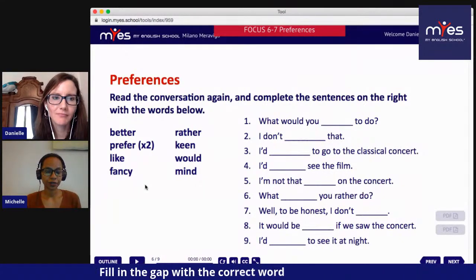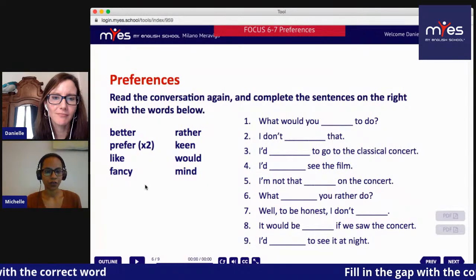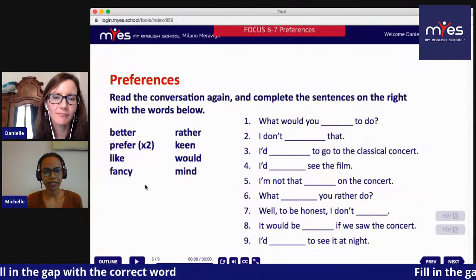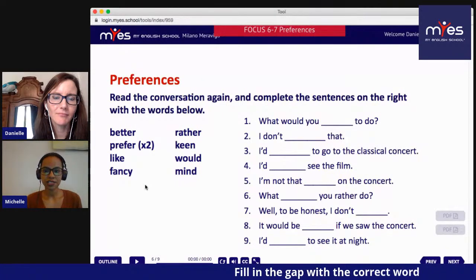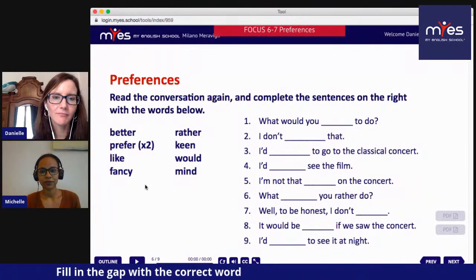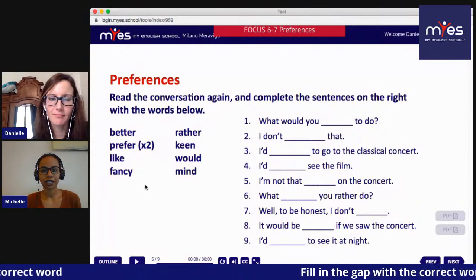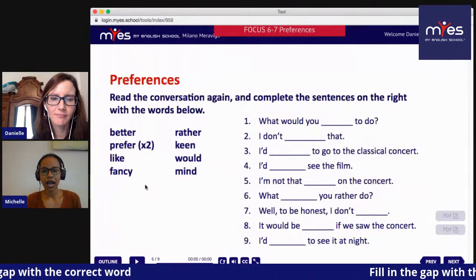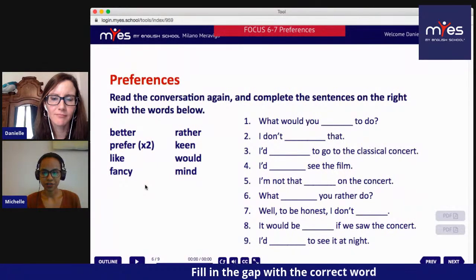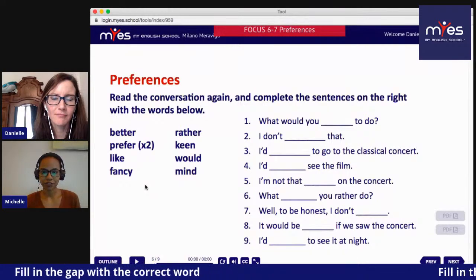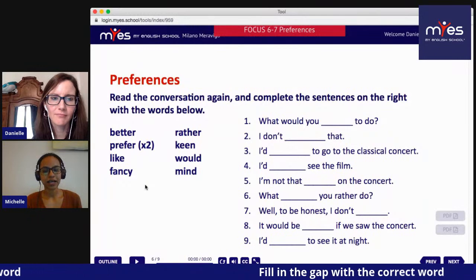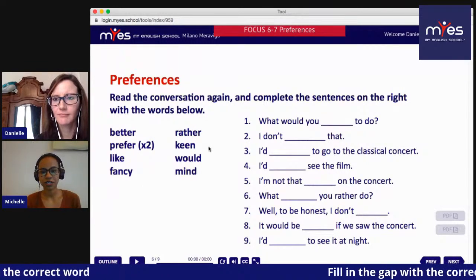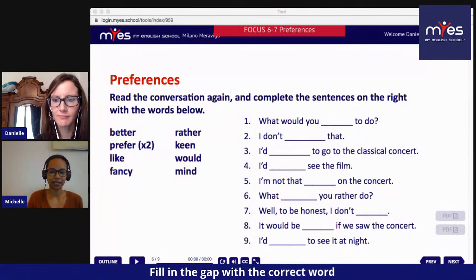Better, prefer, like, fancy, rather, keen, would, mind. What would you bleep to do? I don't bleep that. I'd bleep to go to the classical concert. I'd bleep see the film. I'm not that bleep on the concert. What bleep you rather do? Well, to be honest, I don't bleep. It would bleep if we saw the concert. I'd bleep to see it at night.